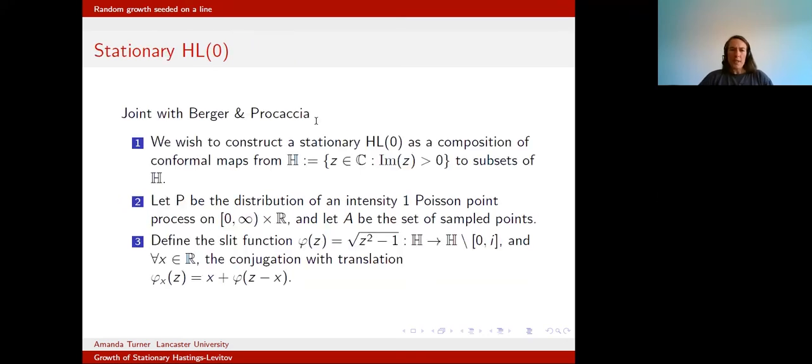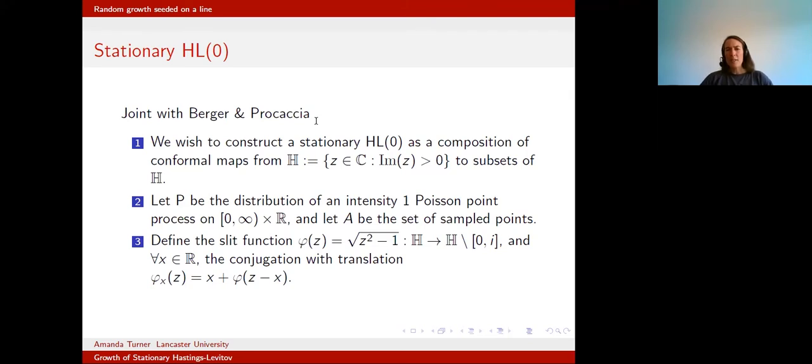Okay, so what exactly do we want to construct? Well, we want to construct a stationary model, and I should make this clear: this is stationary in space, so stationary under spatial shifts. We want it to be made up as a composition of conformal mappings from the upper half plane to subsets of the upper half plane. And we want our measure to, in a way, correspond to the uniform measure that we had on the unit disk. And obviously, we don't have a uniform measure on an infinite line.